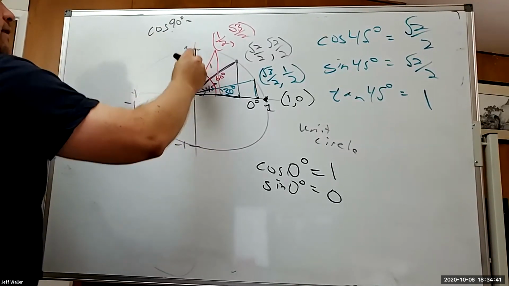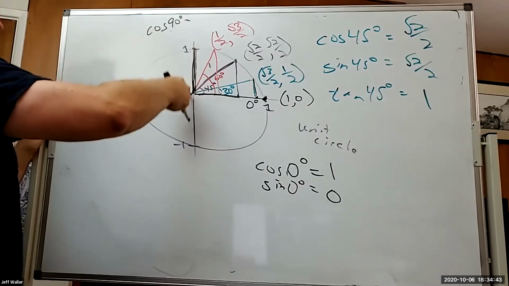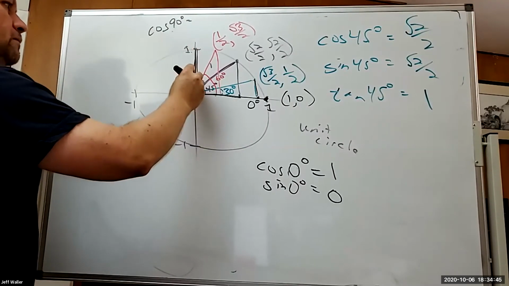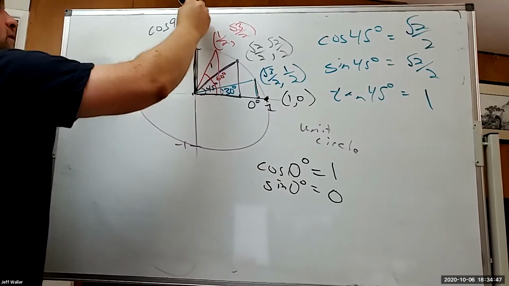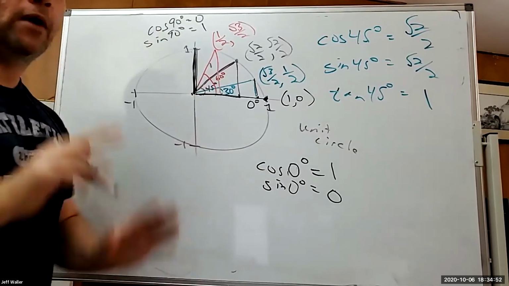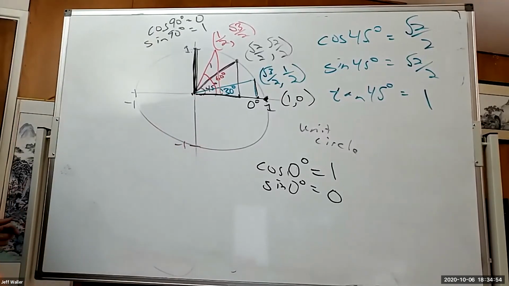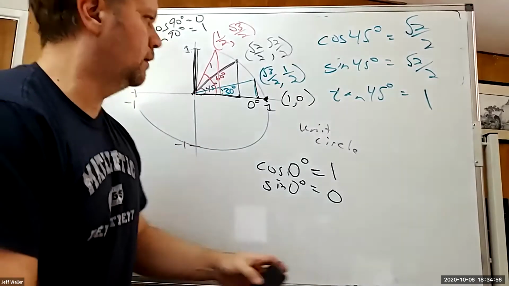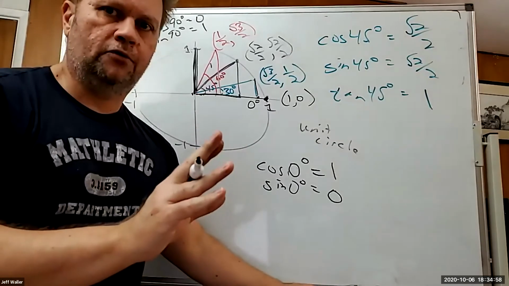Cosine likes x, and that is nothing but 0. Sine likes y. So cosine of 90 will be 0, and sine of 90 will be 1. Now watch. Last thing, I think. Sure, last thing for today. Here's the neat part. Ready?